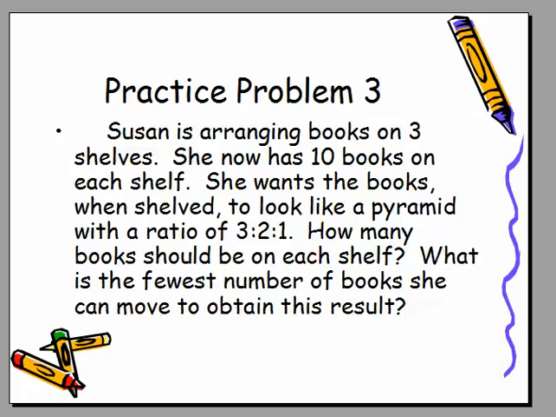Practice problem 3. Susan is arranging books on 3 shelves. She now has 10 books on each shelf. She wants the books, when shelved, to look like a pyramid with a ratio of 3-2-1. How many books should be on each shelf? What is the fewest number of books she could move to obtain this result?